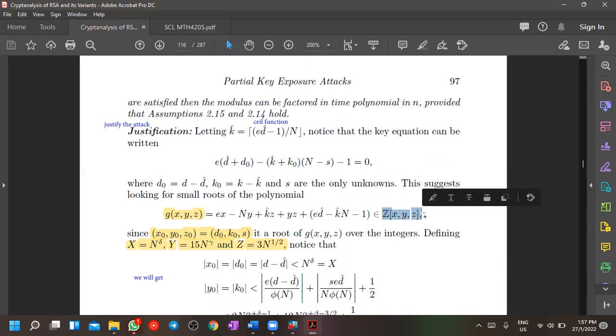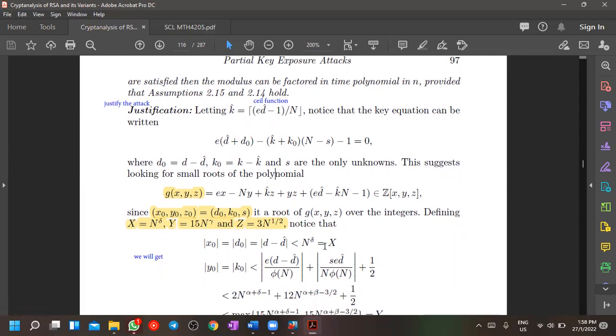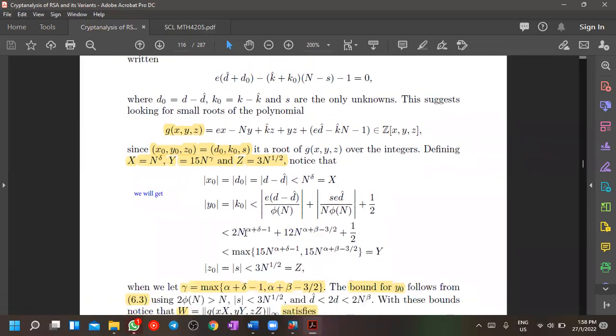Okay, since x naught, y naught, and z naught are d naught, k naught, and s, it is a root of function g over the integers. Defining x equal to this, y equal to this, and z equal to this, we notice that we will get this: x naught is bounded by x, y naught is bounded by y, and z naught is equal to s and z.